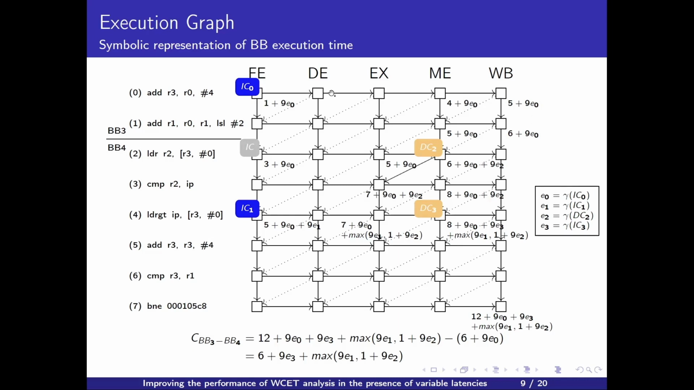Now, doing the same computation like before, but with variables E0 to E3, we can find the execution time of the block here. There are two remarkable things. One is that E0 disappears when we subtract the execution time of BB3 from the execution time of BB3, BB4. The second thing is that if E2 is active, the maximum between 9 times E1 and 10 will always be 10, which means E1 has no effect if E2 is active.